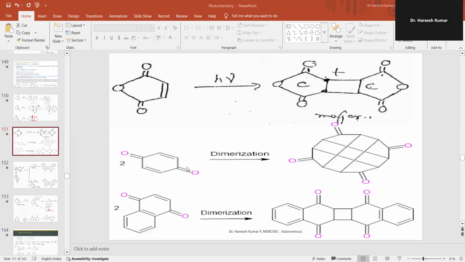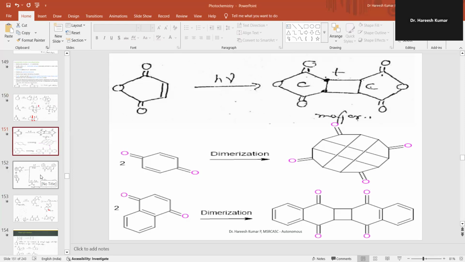And you know that benzoquinone is a quinone. This is the quinone, and dimerization will give you this product. Similarly, naphthoquinone on dimerization will give you this product. I will go to the next one.